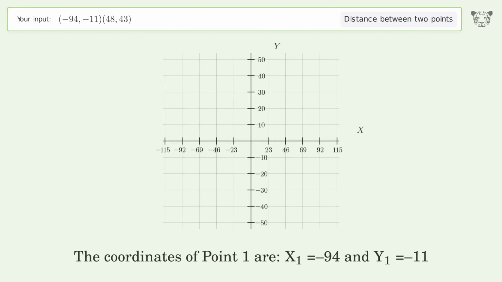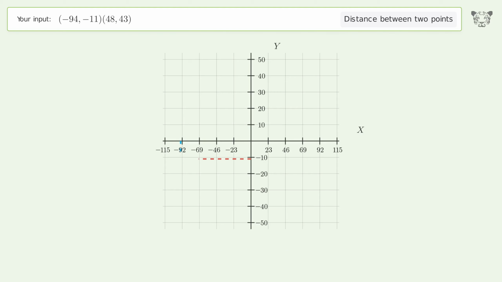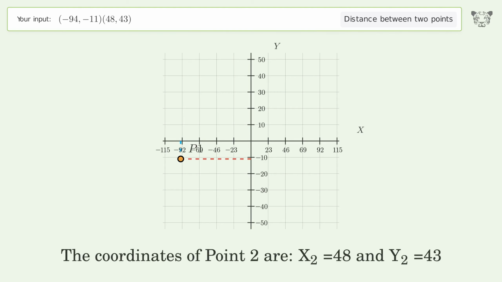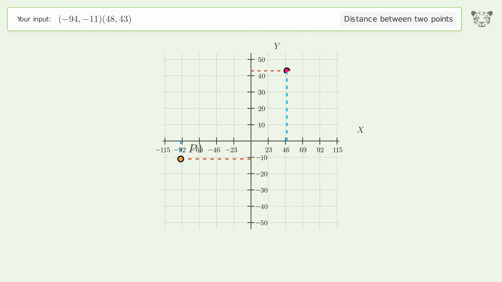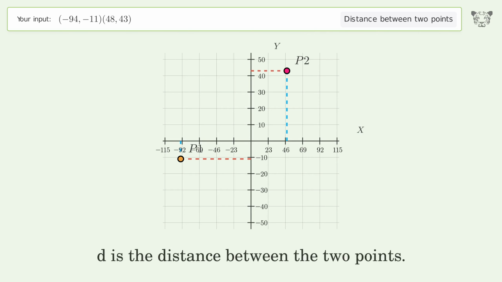The coordinates of point 1 are, x1 equals -94 and y1 equals -11. The coordinates of point 2 are, x2 equals 48 and y2 equals 43. D is the distance between the 2 points.